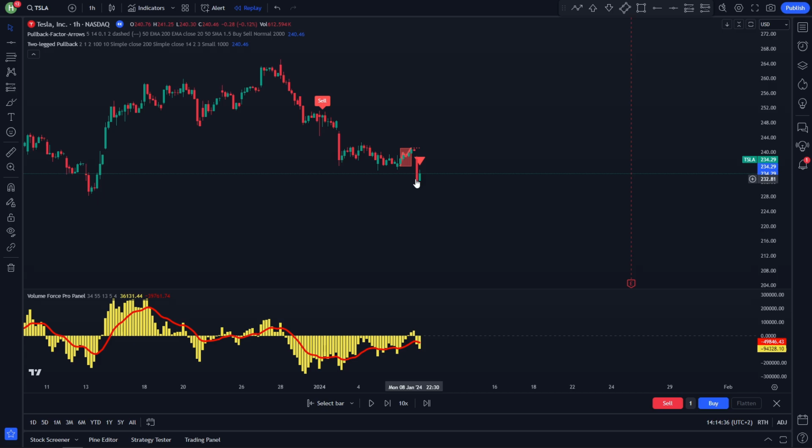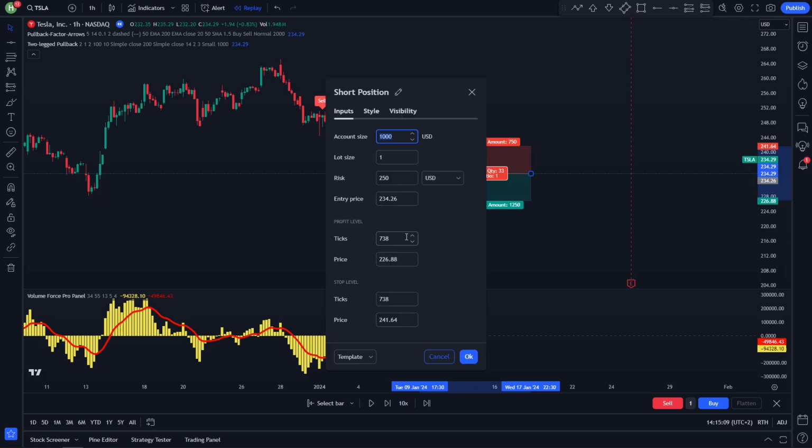Pullbacks offer a fantastic opportunity for us to enter this existing downtrend. Now, after the first alert, we are waiting for the two-legged pullback indicator to identify another sell trade. Once we get the second sell alert, we need to take a closer look at volume on the Volume Force Pro panel. From the Volume Force Pro panel, we need a histogram below zero and also below the average line. Once all of these criteria are in place, I will enter my sell trade.